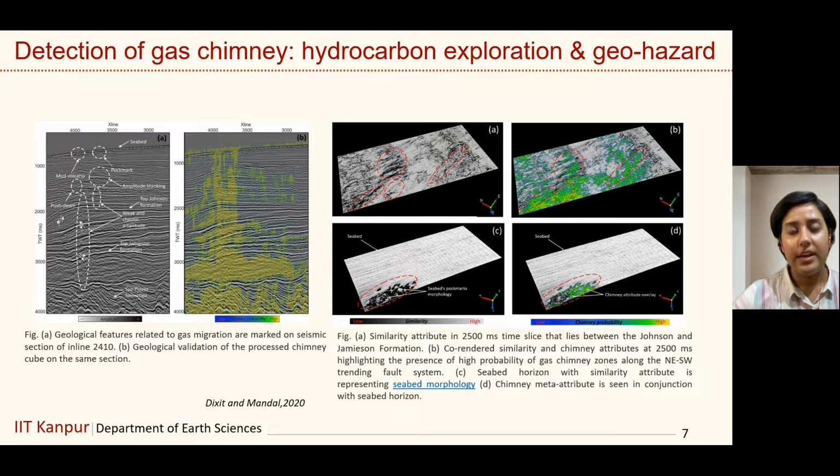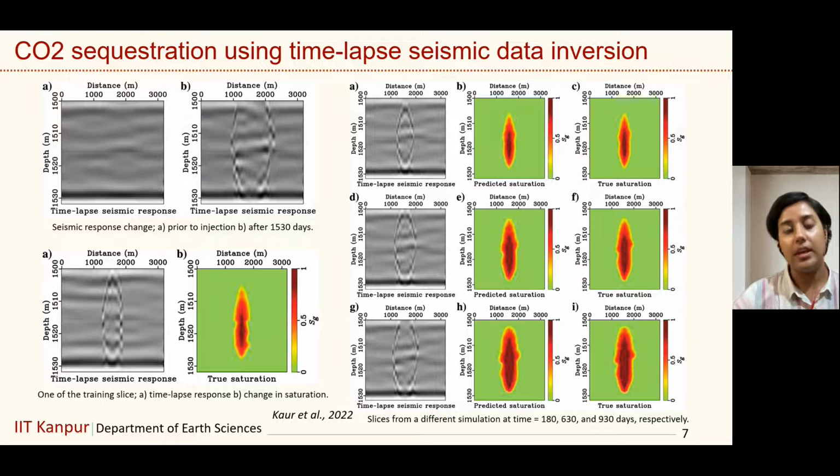And moving ahead, this is again a very interesting study. You must have all heard about the buzzwords that are going around, like CO2 sequestration or going towards green energy. So this is one kind of initiative that we can take to reduce the carbon emission or to capture the existing carbon. And here also the seismic method plays a very crucial role.